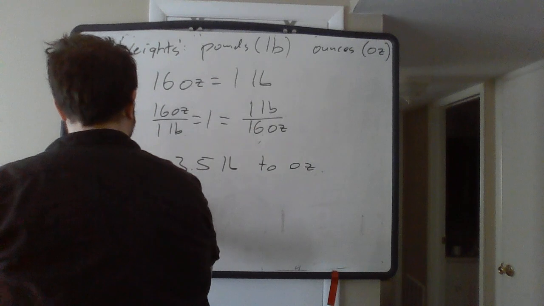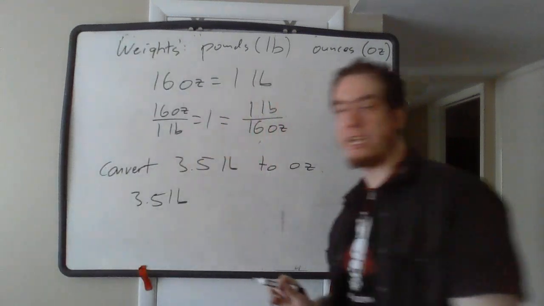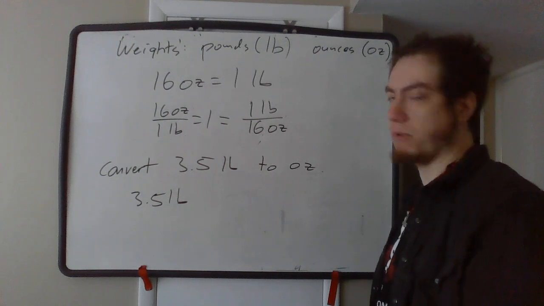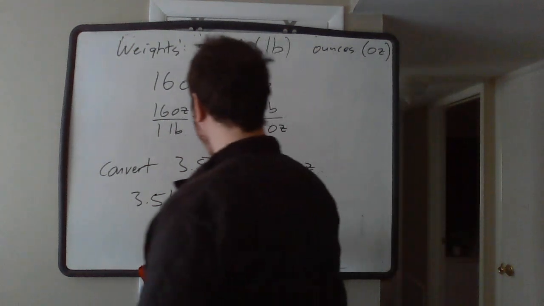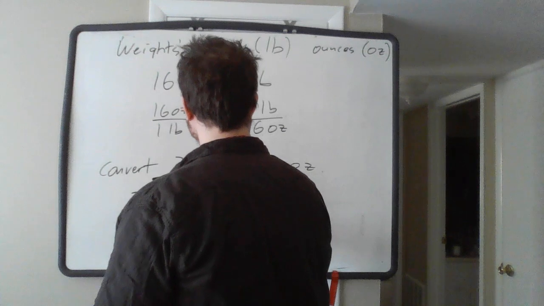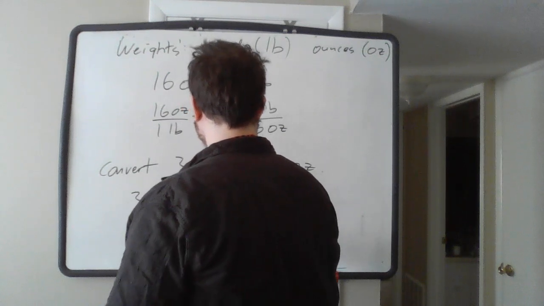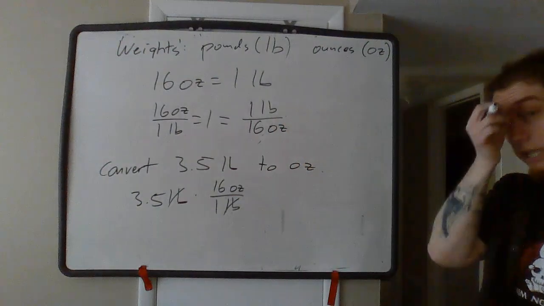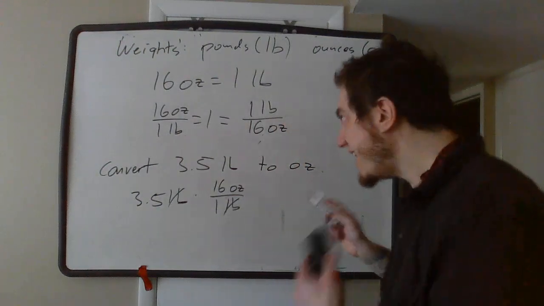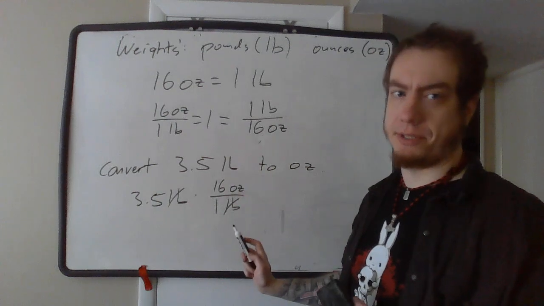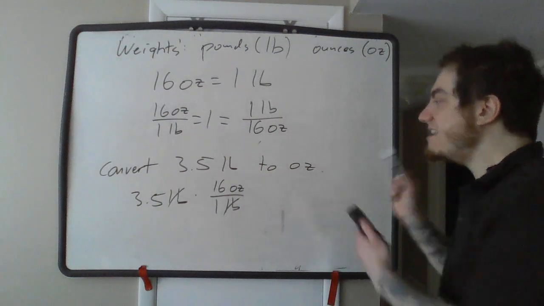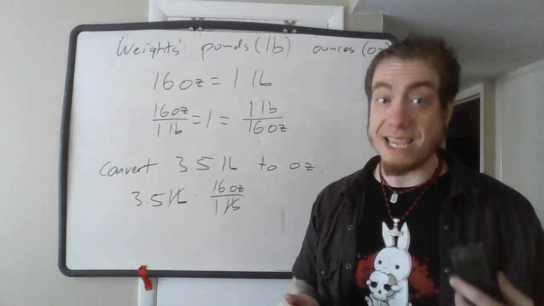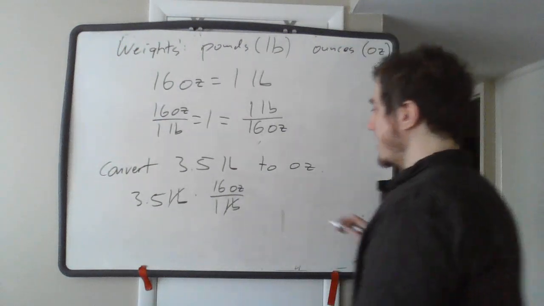So, 3.5 pounds, and I do apologize that it's very hard to see when I'm standing between the board and the camera, but I can't write without doing that. 3.5 pounds times 16 ounces divided by 1 pound. The pounds will cancel. In fact, we picked this factor because it cancels the pounds. If that didn't happen, that would mean you picked the wrong factor. You should go back a bit and rethink what it is that you're doing.